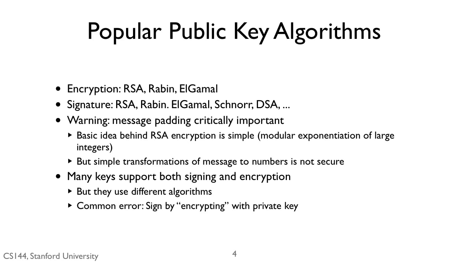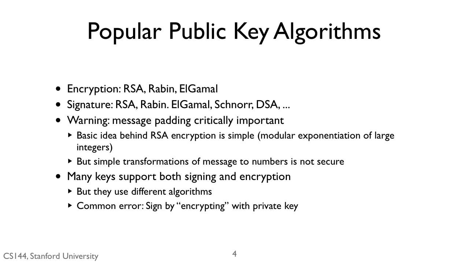So there are a lot of public key algorithms out there. For encryption, we have RSA, Rabin, and El-Gamal. For signatures, we have RSA, Rabin, El-Gamal, and DSA. But public key algorithms work differently than symmetric ones. The basic idea behind RSA, for example, is really simple: modular exponentiation of large integers.